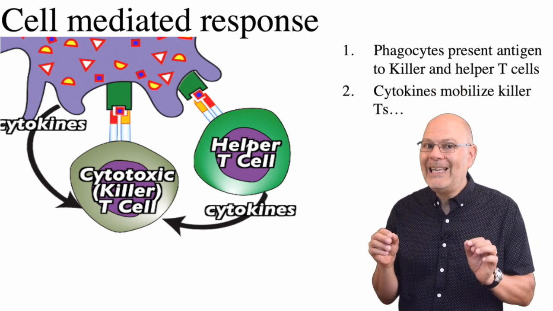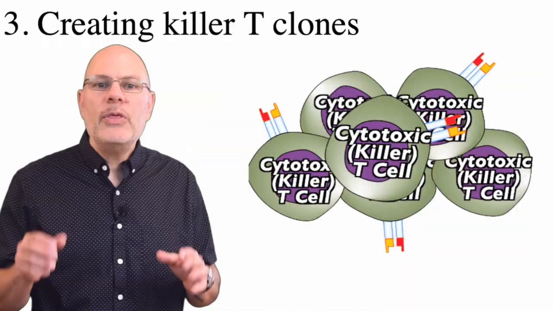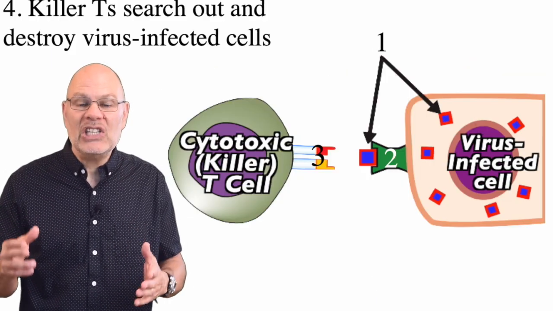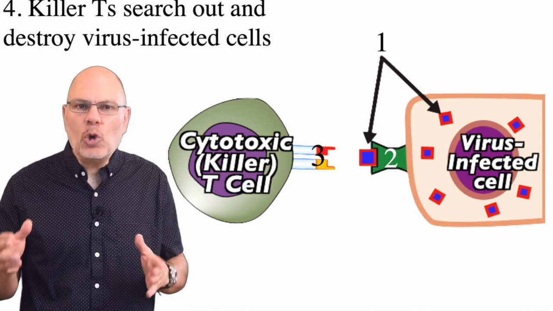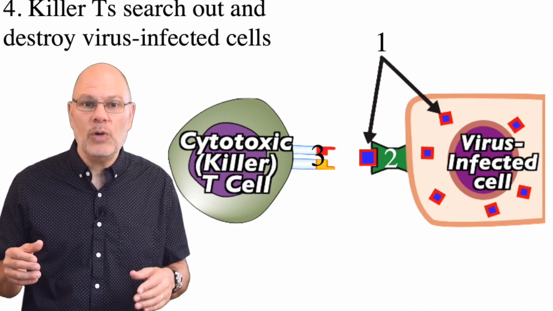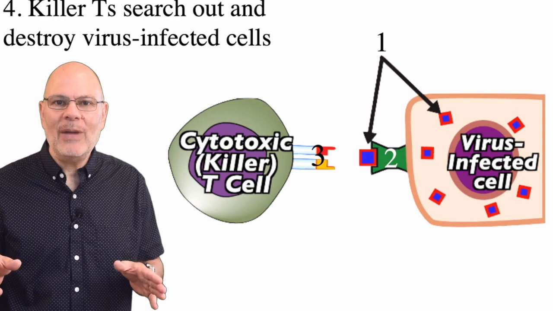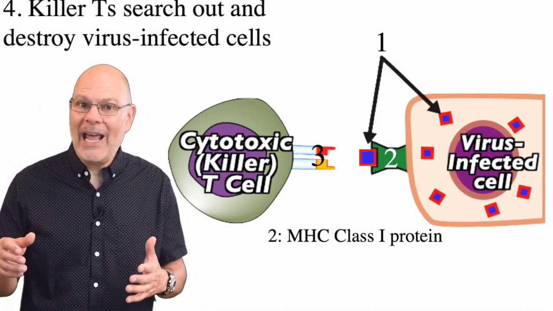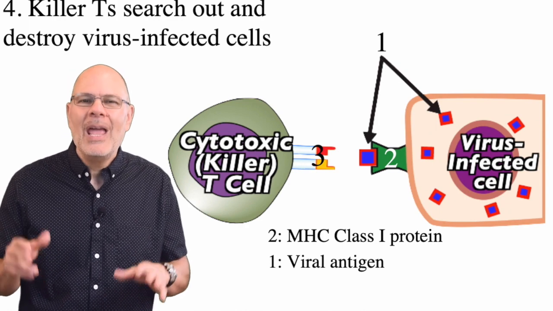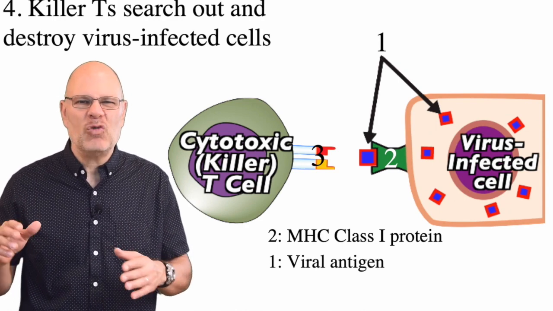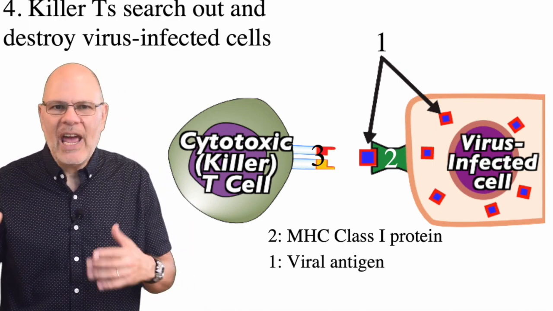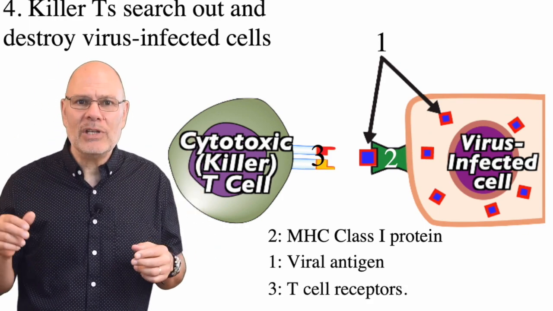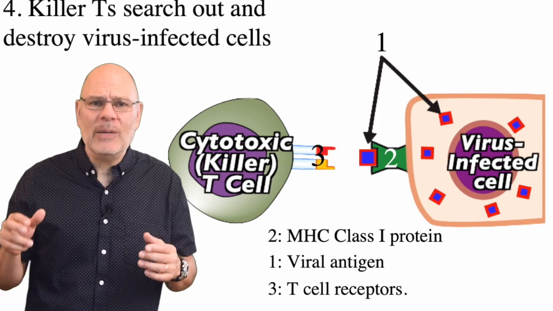You can probably guess what happens next. This creates a clone of killer T cells. These cells are released into the bloodstream and then search the body, looking for tissues with a class 1 MHC protein, shown at number 2, that's displaying viral antigen, shown at 1. Imagine these killer T cells roaming the body, touching every body cell they encounter with their T cell receptor, asking themselves, do I feel the antigen I'm looking for?